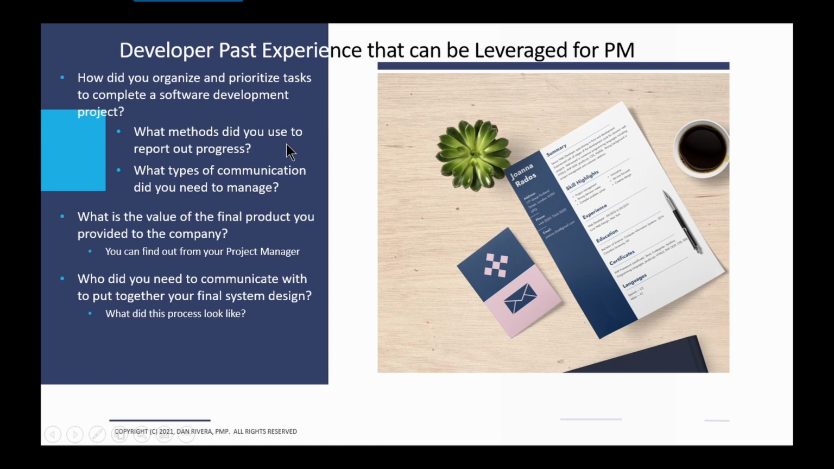And also, what methods did you use to report out progress? For example, if you're in Agile, were there any burn down charts that you used or any types of defect reporting that you used? Because one aspect of project management that employers like to see is how you reported out information to management. Another thing here is, what types of communication did you manage? Was it through emails? Did you meet in Scrum calls or face-to-face Scrum meetings in the huddles? Usually employers are very interested in how you communicated with your teammates, and they want to see that.